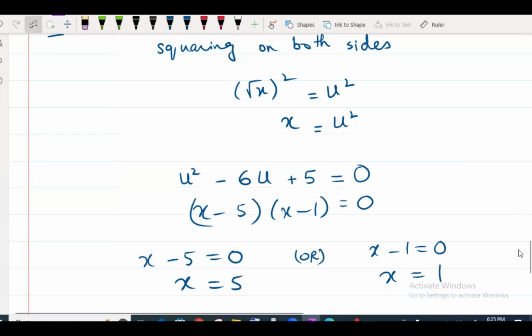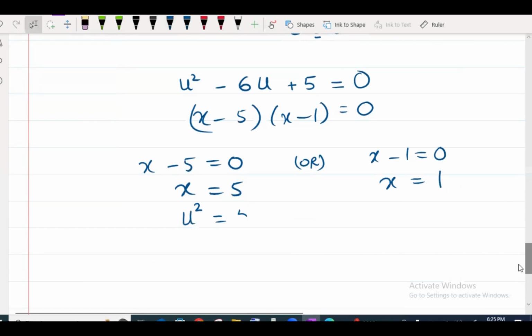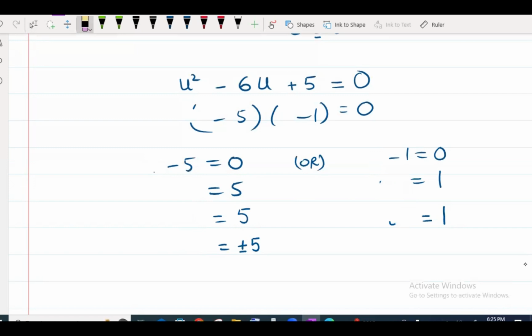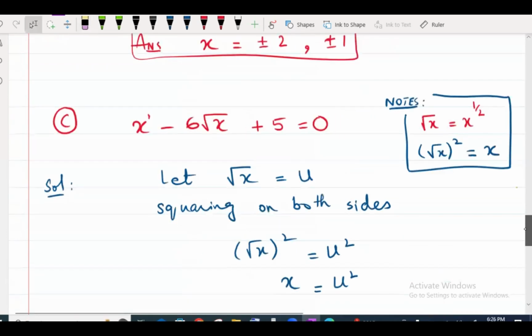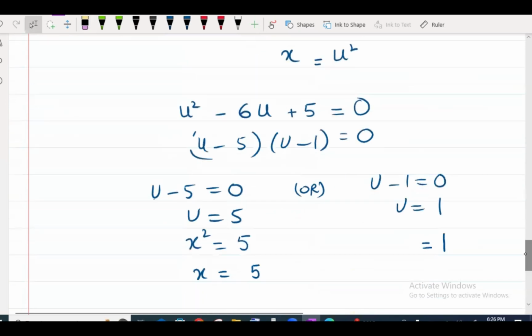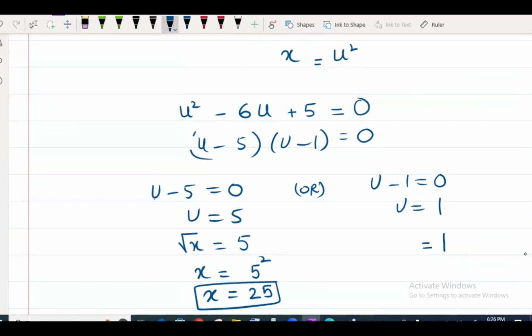So we assumed x as u squared, u squared equals to 5. Sorry, wait a minute. The equation was in u, not x. u was square root of x, not x squared. So 5 squared, x equals to 25. And u equals to 1, so square root of x equals to 1, x equals to 1. So there are two answers here.